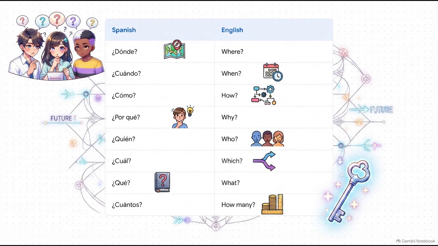I want you to listen closely and try to guess the meaning right before I say the English translation. Ready? ¿Dónde? Where? ¿Cuándo? When? ¿Cómo? How? ¿Por qué? Why? ¿Quién? Who? ¿Cuál? Which? ¿Qué? What? ¿Cuántos? How many? Dropping any of these powerful question words at the very front of our ir-a formula instantly unlocks your ability to ask for highly specific, targeted details.